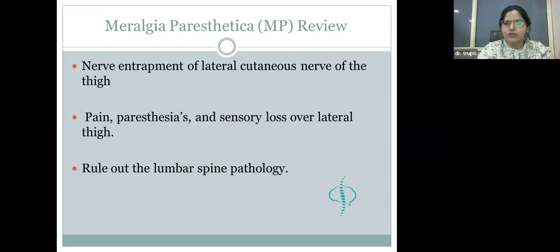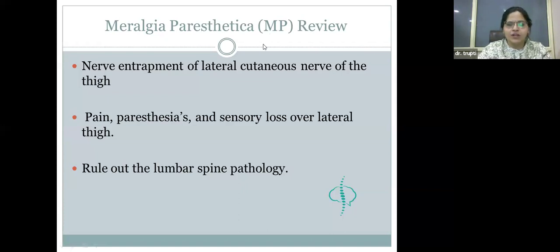Anyone can write down the nerve root value of the lateral femoral cutaneous nerve in the chat box. So the nerve root value is L2, L3. Some literature says the root value changes from L1 to L3. So there are controversial statements, but the main root value is L2, L3.